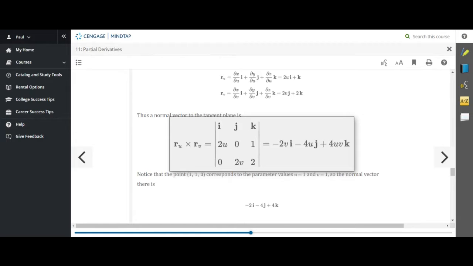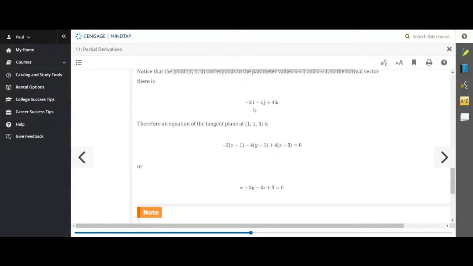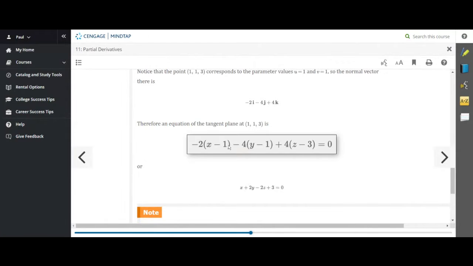Okay, so now all you need to do, you have the normal vector to the plane, and you know a point on the plane. So it's easy to get the equation of the plane. But are there any questions so far? Okay, well then let me continue. So this is going to be then your equation for your plane.